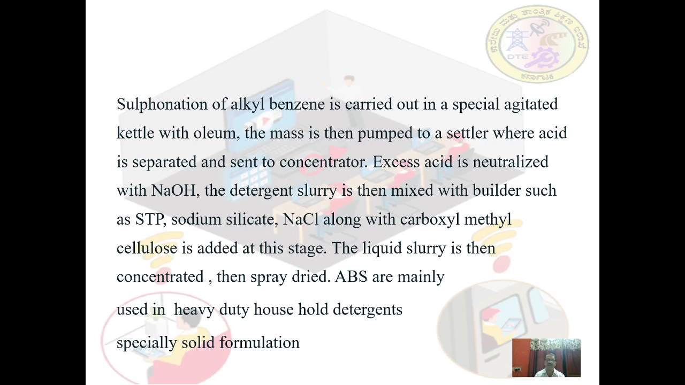Sulfonation of alkyl benzene is carried out in a special agitated kettle with oleum. The mass is then pumped to a settler where acid is separated and sent to a concentrator.